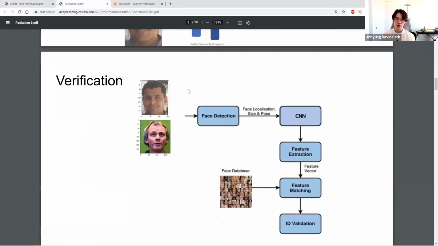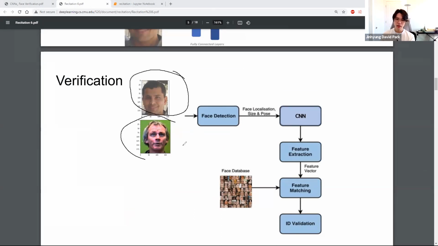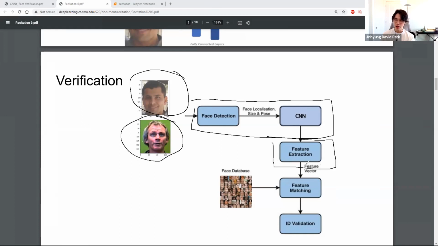Okay, so this is the verification task visualized. You'll first be given images, and then the CNN is going to be doing face detection, and then you'll get the features from the CNN, and you'll get a feature vector corresponding to each image that you feed in. And then traditionally, you would have a big database of faces that you would also run the CNN on. So you have a feature vector for all of these faces as well.